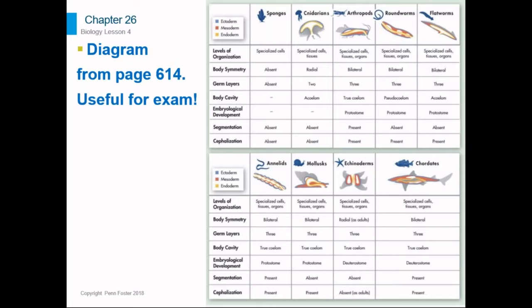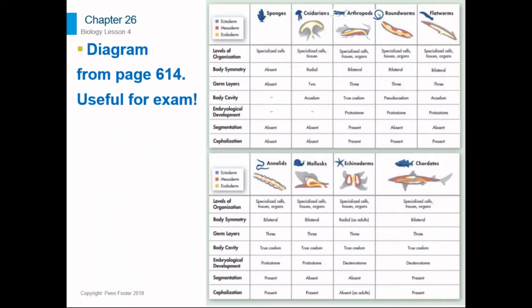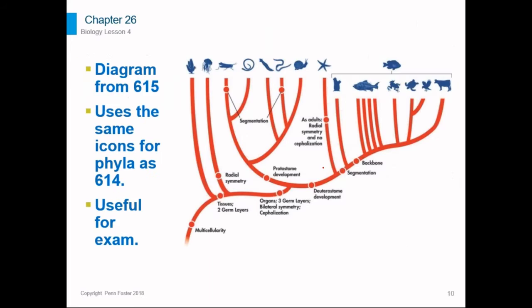So you could use the text that's on pages 626 and 627 in this chapter, but really this diagram has it all in one place. You might also want to look at this cladogram, which is from the page after it, 615, and it helps to show what evolved from what and when certain traits came into play. And you'll just want to realize that the phyla are labeled up here, but they use the same icons as on the previous page. So you'll see here we've got echinoderms and they've got this starfish icon. And so on this one, it doesn't say echinoderms, but we've got the same starfish. So we know that's echinoderms.